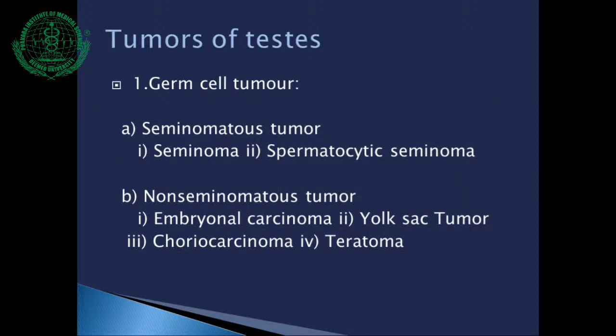Then coming to the actual tumors of the testes. Tumors of the testes are classified into germ cell tumors, sex cord stromal tumors, and lymphoma of the testes. Germ cell tumors are classified into seminomatous tumors and non-seminomatous tumors. Seminomatous tumors are the classical seminoma and spermatocytic seminoma. Non-seminomatous tumors are the embryonal cell carcinoma, yolk sac tumor, choriocarcinoma, and the teratoma.